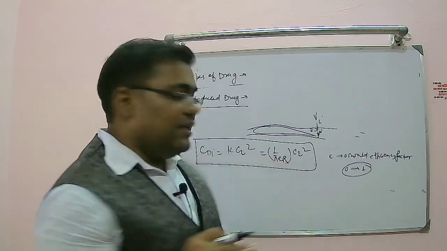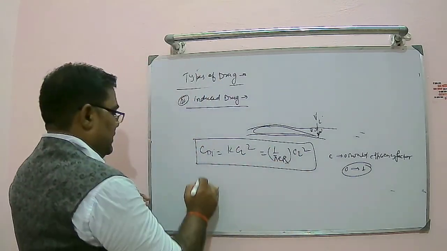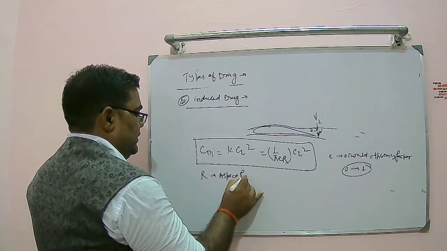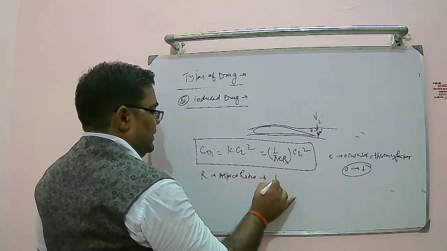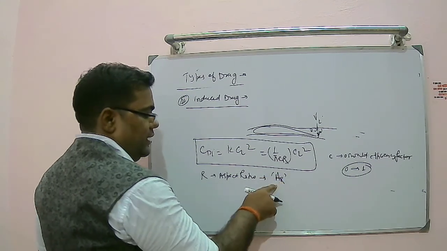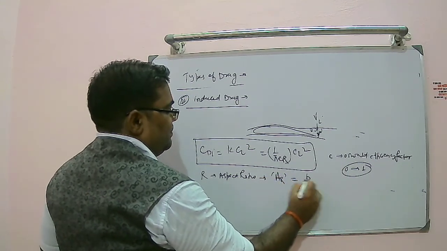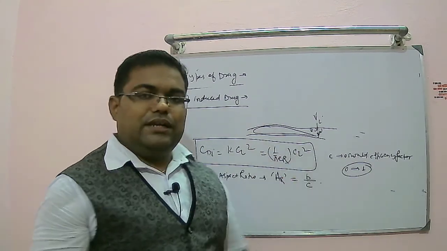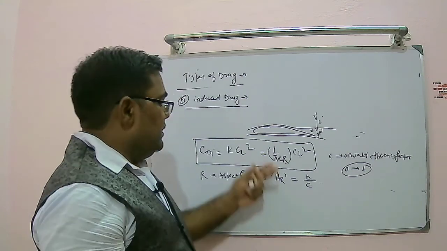And R is known as aspect ratio. Sometimes we say this is AR. Some books are using AR. Aspect ratio is nothing but wing span divided by chord length. So pi ER and CL square, the coefficient of lift.